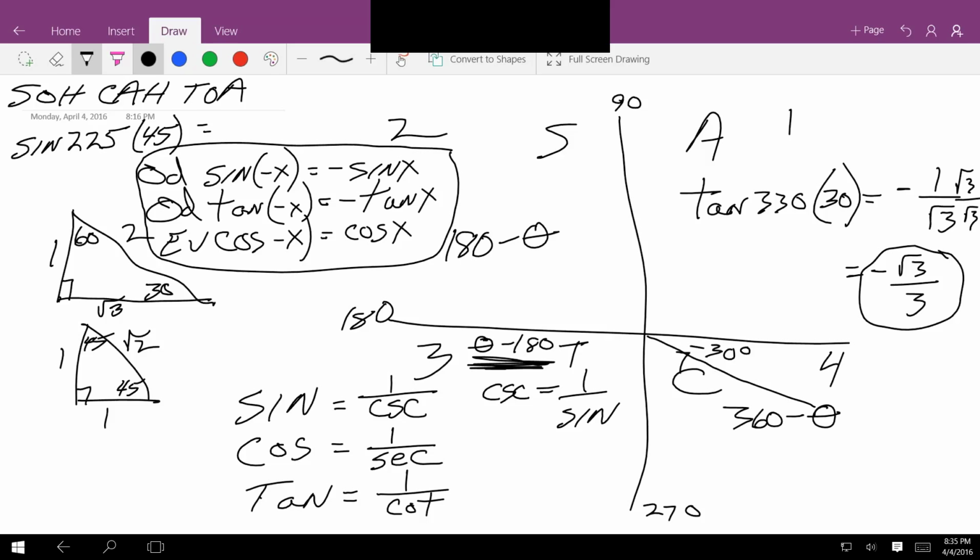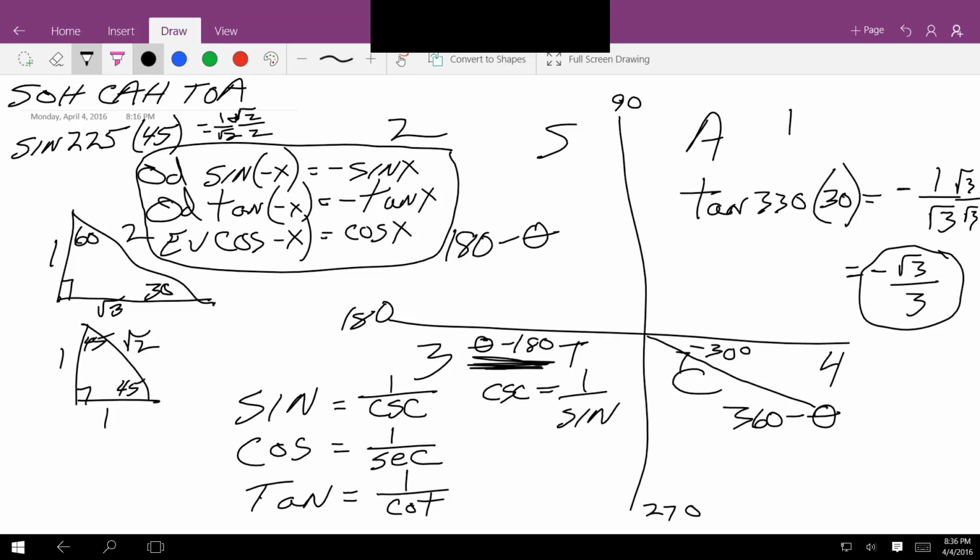Looking at this triangle on the bottom. Opposite of the hypotenuse, so square root of 2. Square root of 2 over 2. In other words, 1 over square root of 2 is the same as square root of 2 over 2.